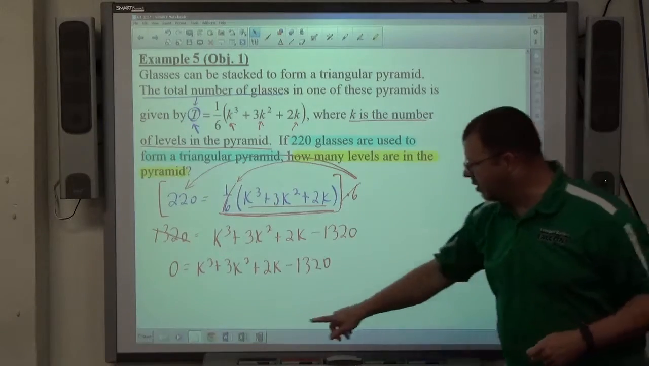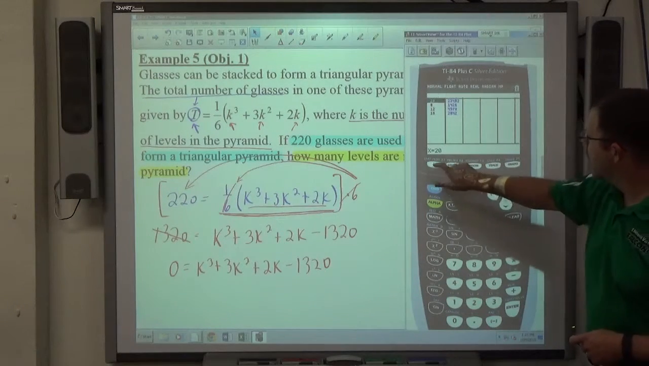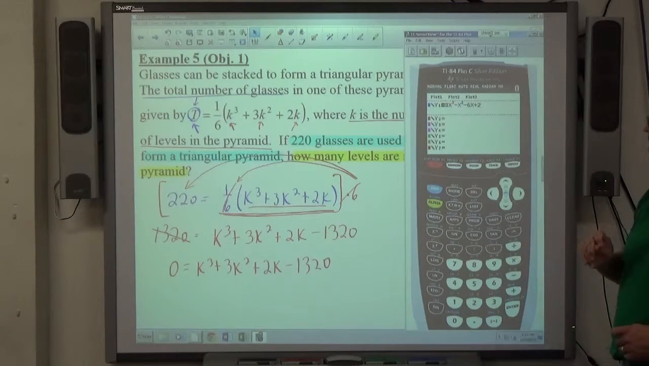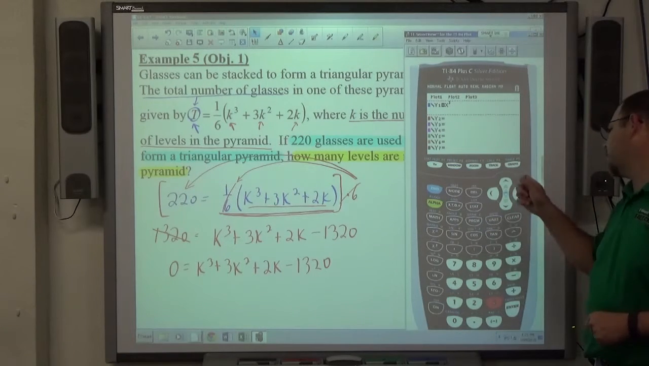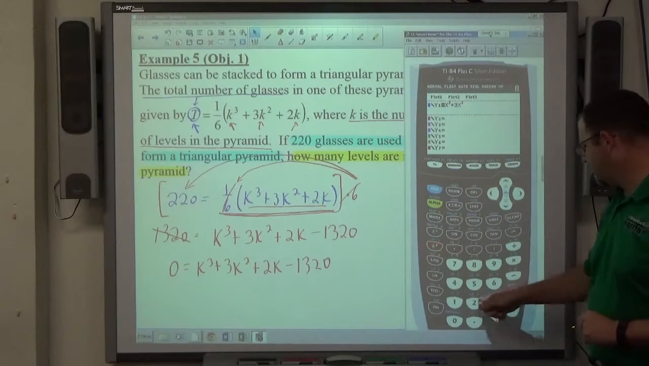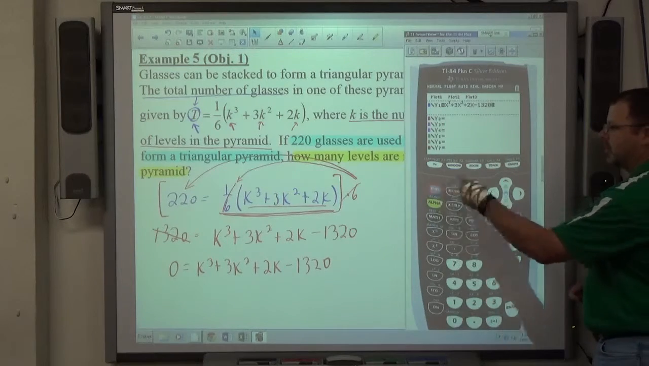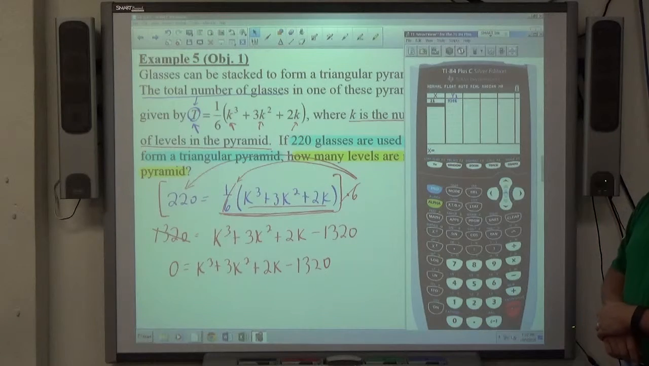Since k is an integer, the easiest way to do this problem would be to enter this function in for y. I'm going to use x's instead of k's because my calculator doesn't understand k. X caret 3, press right to get out of the power level, plus 3x squared plus 2x minus 1320. And then I go to my table. Anybody want to guess what the answer is? Throw some number out there, doesn't have to be right. 21. Tucker thinks there's 21 levels, and that's 9,306.